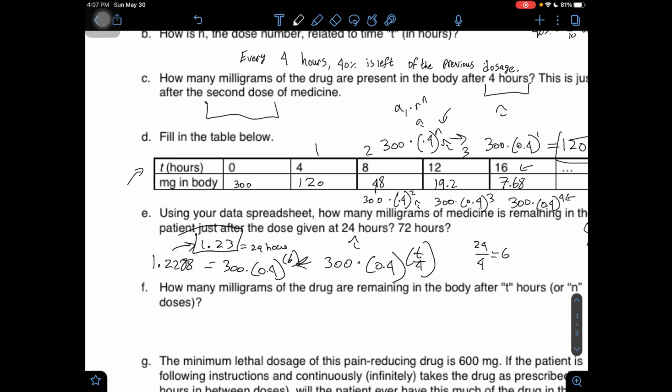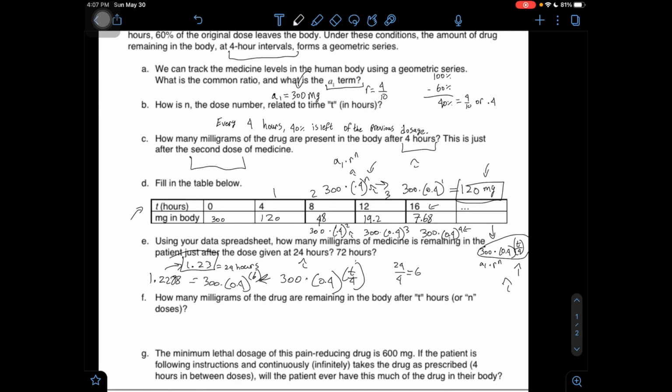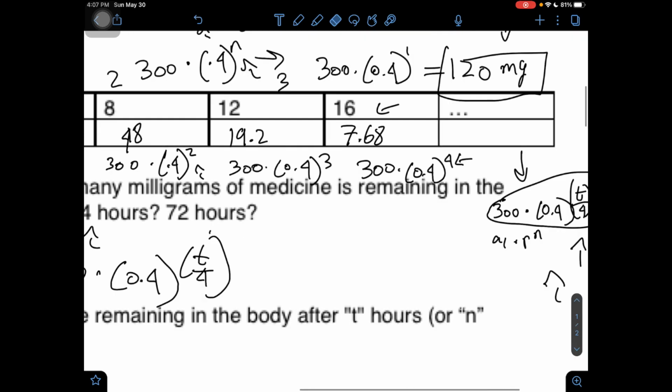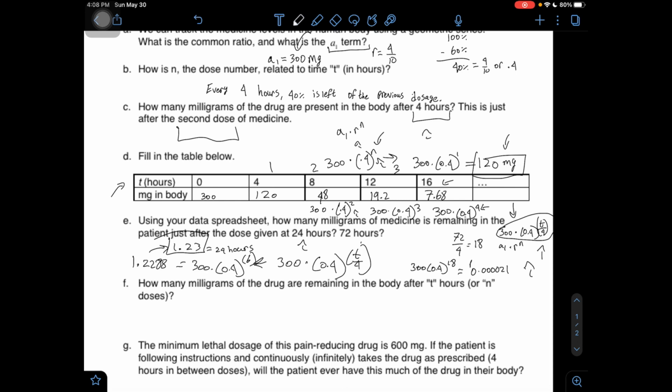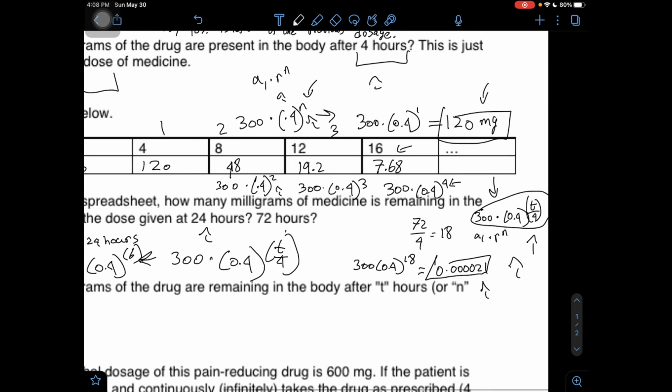That's at 24 hours. Now let's do 72 hours, which is the second part of the problem. To find our n value, we do t over 4. T is 72, so 72 over 4 equals 18. 18 is our n value. So we have 300 times 0.4 to the power of 18. And that gives us a value of 0.000021. So we're just going to leave that as our answer. So those are our two answers for E.